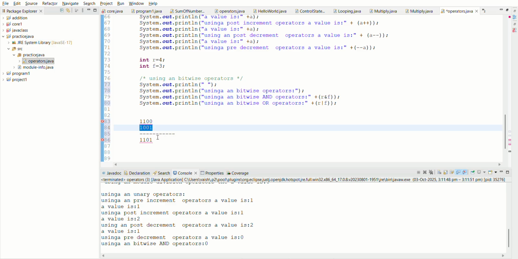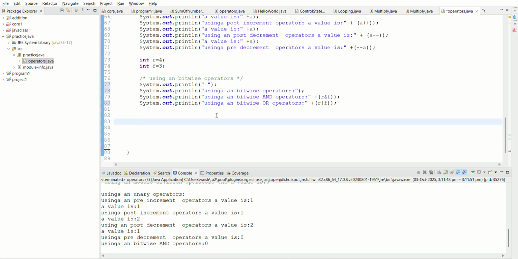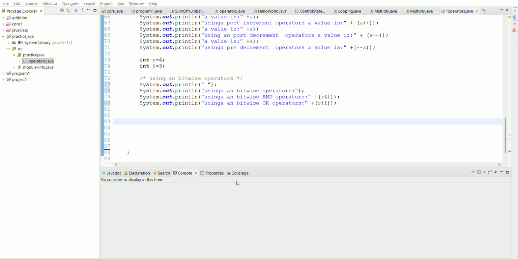So 1100 and 1001, this is our output, 1101. Suppose the binary number of 4 or 5, so we get an output here of those values. So this is the condition of bitwise OR. If at least one value has a 1, the result is 1, otherwise 0. Bitwise AND means in the same place, same value, then only the result is 1, otherwise the result is 0. So right click, run as Java application.